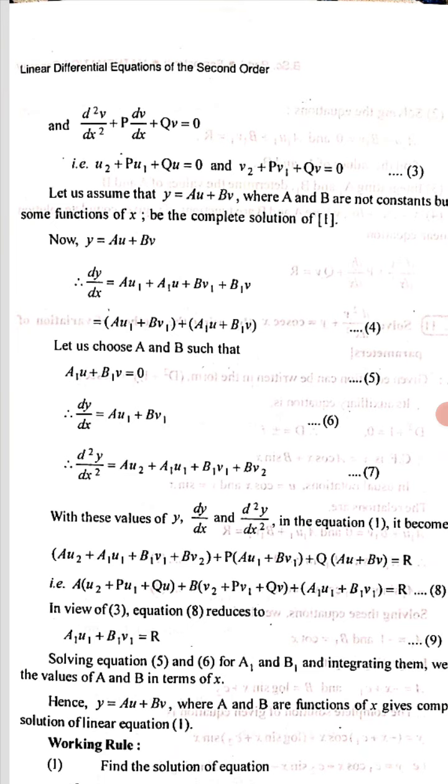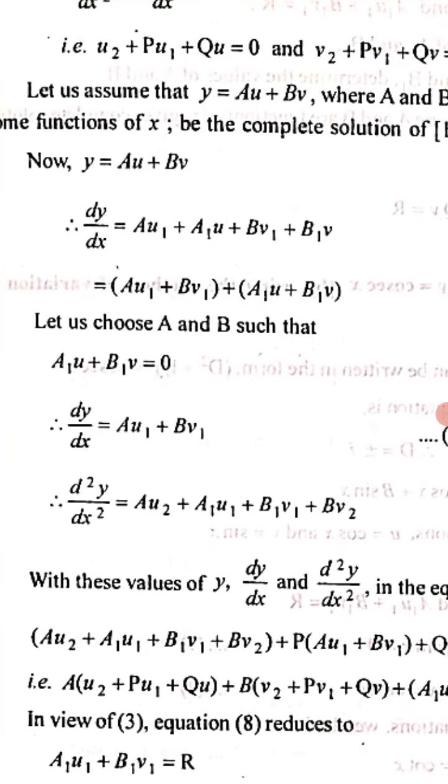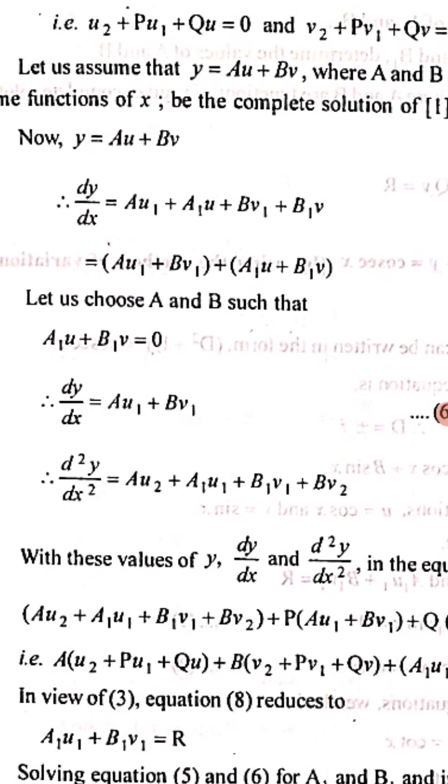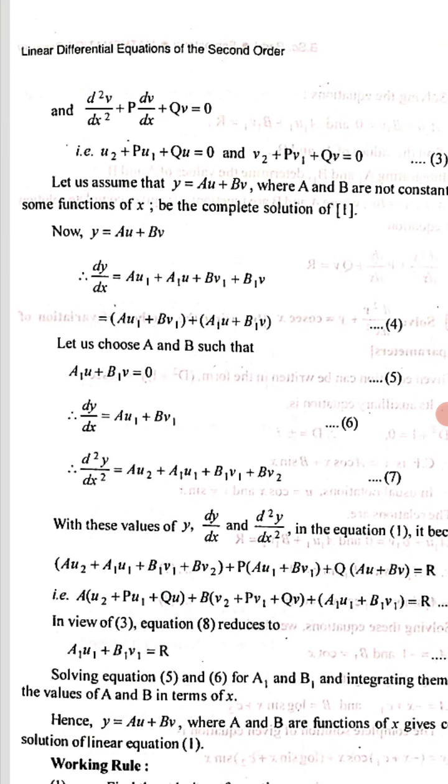Now y is equal to au plus bv, therefore dy by dx is equal to au1 plus a1u plus bv1 plus b1v. So it is equal to au1 plus bv1 plus a1u plus b1v. This gives equation number 4. Let us choose a and b such that a1u plus b1v is equal to 0. This gives equation number 5. So therefore dy by dx is equal to au1 plus bv1. This gives equation number 6.